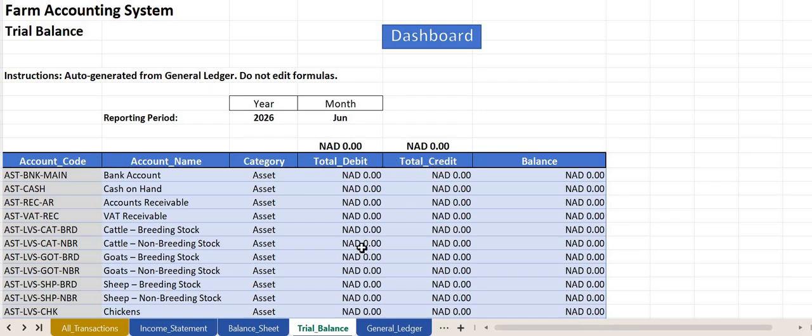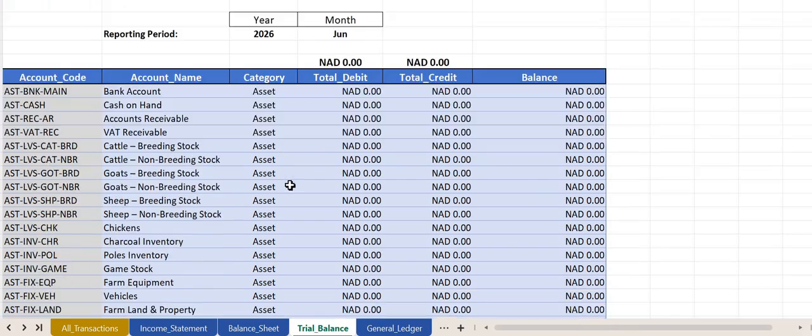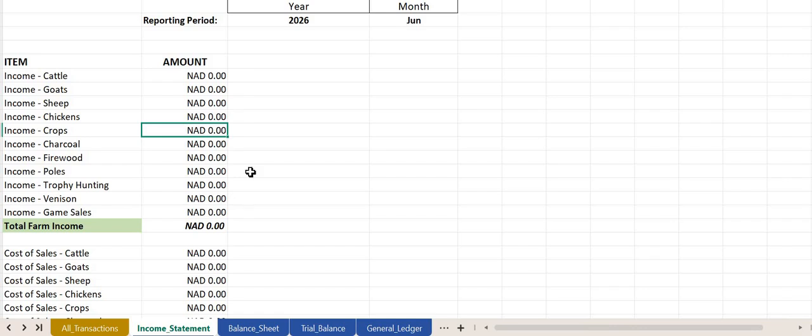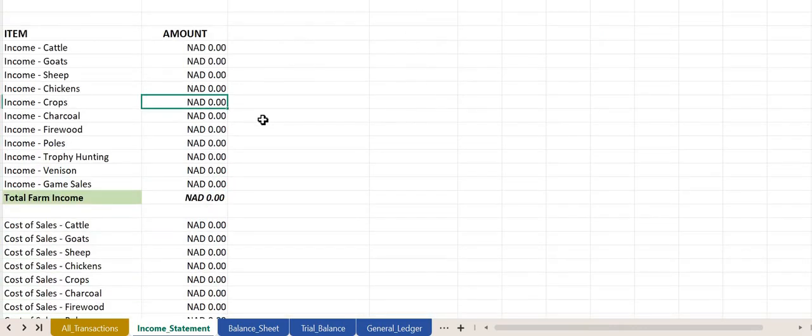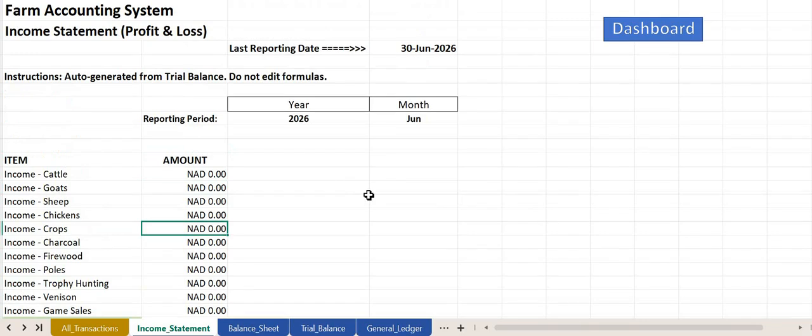Okay. Now, let us quickly look at the financial statements. From the trial balance, the system automatically generates your financial reports. The two main ones are the income statement, which is going to show your income, your expenses, and also your profit or your loss. So that's the first financial statement.